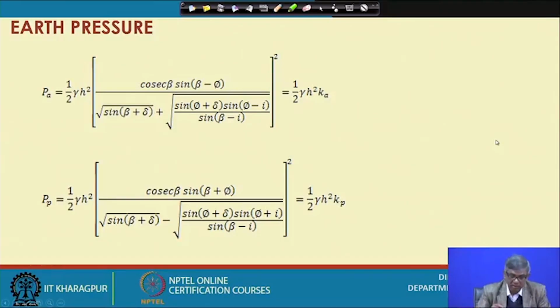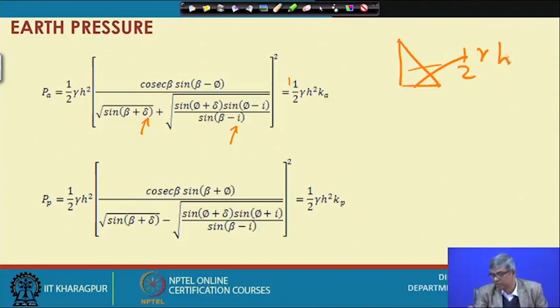And phi is the angle of internal friction, delta is the friction between the backfill and the wall, and i is the inclination of the backfill. Based on that, we have got an expression for PA. Now half gamma H square is a normal vertical, this is actually the area, equal to half gamma H square.